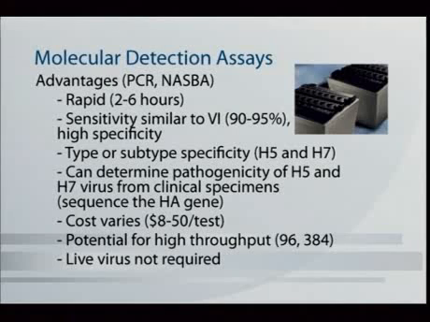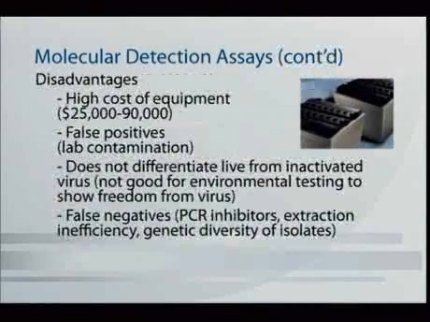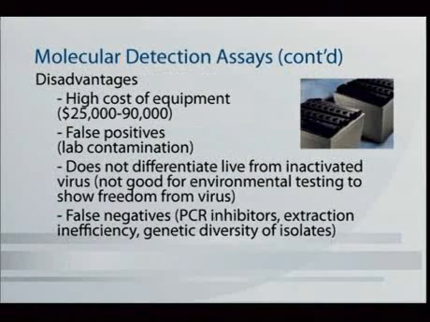Some are relatively inexpensive, about $8, and some of the NASBA type tests may reach up to $50. But they have potential for high throughput testing. In outbreaks, the laboratory sometimes is very much swamped with high numbers of samples, and some of these platforms can use either 96 well or 384 well systems that allows for testing of large numbers of samples. But it's expensive. These usually will run $25,000 to $90,000 for startup costs.